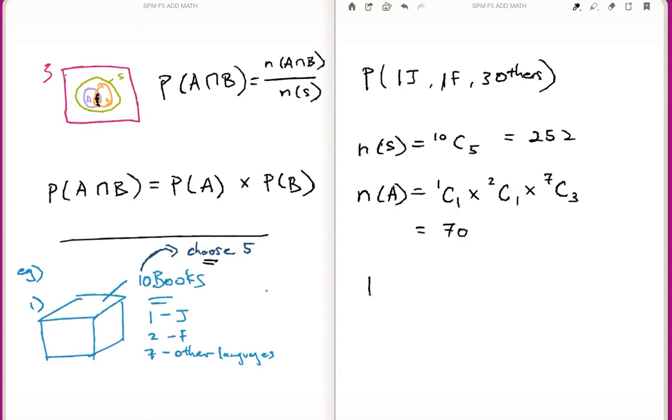So therefore, the possibility of 1 Japanese, 1 French, 3 others is 70 over 252. And now, of course, you may simplify this number. If you simplify it further, it's 5 over 18. Quite easily done. Okay.